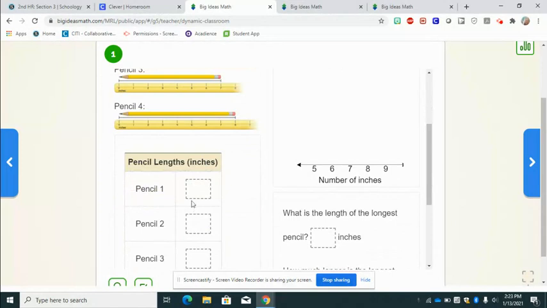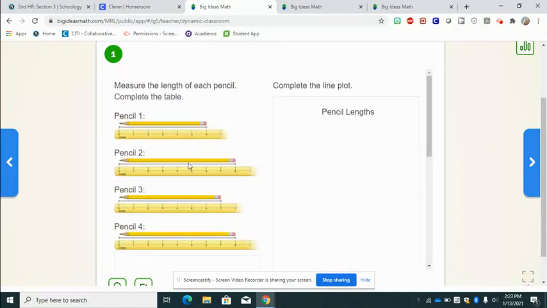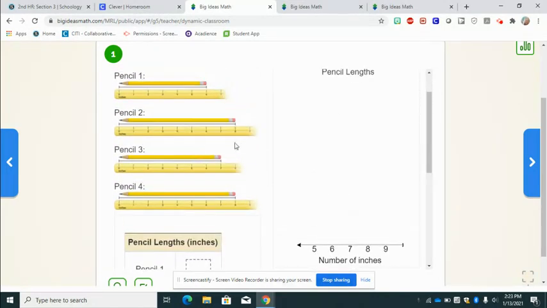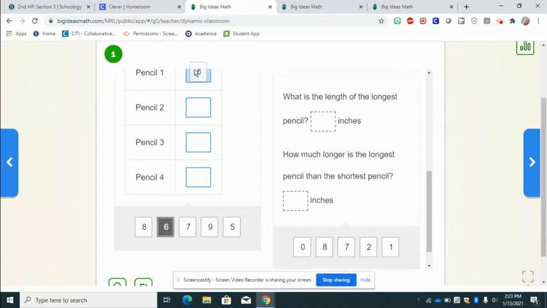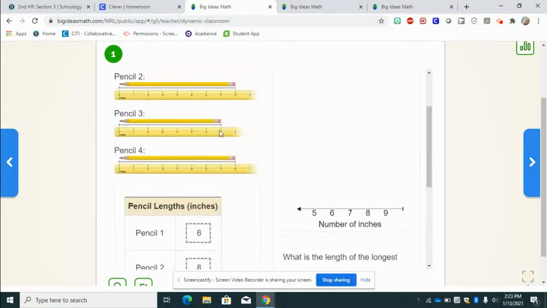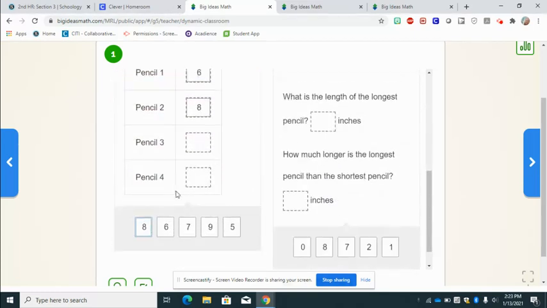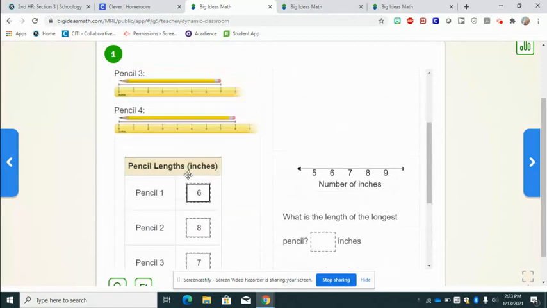Okay, so we're going to go in and fill this in. So pencil 1 is 6, and pencil 2 is 8. So we'll go ahead and put those in. Pencil 1 is 6 inches long. Pencil 2 is 8 inches long. Pencil 3 is 7 inches long, and pencil 4 is 8 inches long. We're going to put a 7 beside pencil 3 and an 8 beside pencil 4.